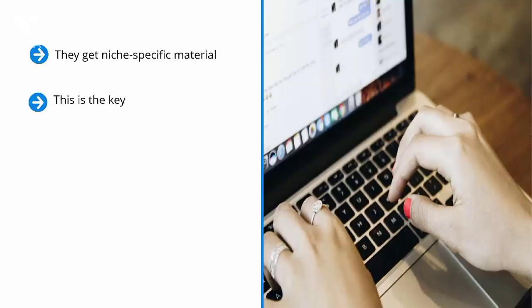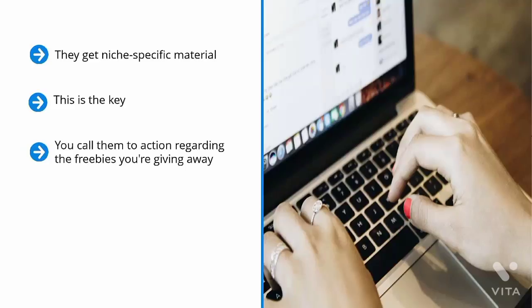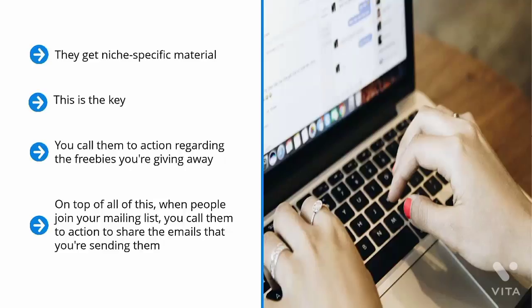This is the key. You intersperse your own original content. You create an impression of quality in their minds because you're sending only the very best third-party content. You then mix in your own original content, which is of the same quality as the other stuff you're sending. Eventually, they warm up to your brand, and this is where your call to action content comes in. You call them to action regarding the freebies you're giving away. Maybe you're giving away software, a booklet, discount codes, or even a full-blown book. It doesn't matter. You are ethically bribing them to enter their email addresses so they can download the incentive. That's how you build up your mailing list. On top of all this, when people join your mailing list, you call them to action to share the emails that you're sending them.